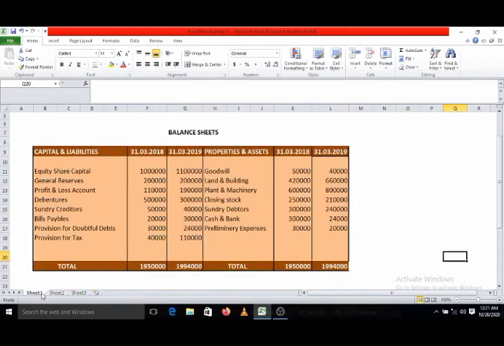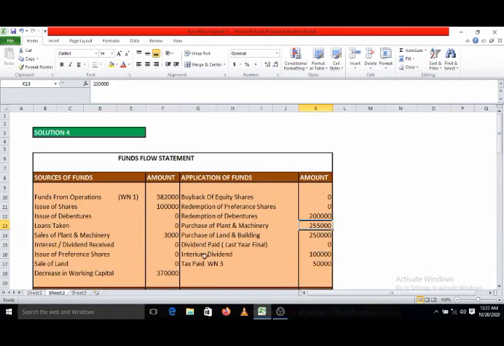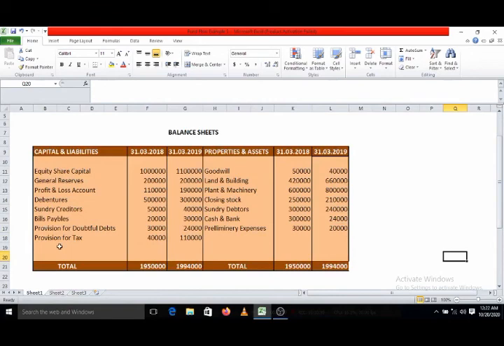Again go to the balance sheet. After debentures, sundry creditors and bills payable, which we have considered in the change in working capital statement. Provision for doubtful debts we have considered in two places, that is funds from operations and the tax paid amount on the application side. You can check out tax paid, already we have written it over here. Provision for tax, again the same, that we have written over here.